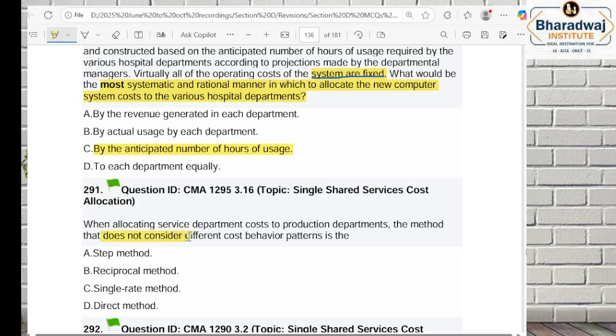That does not consider different cost behavior patterns. If you consider cost behavior patterns, that will be the dual rate method. If you don't consider cost behavior, we'll apply what? A single rate, both for fixed and variable overheads.